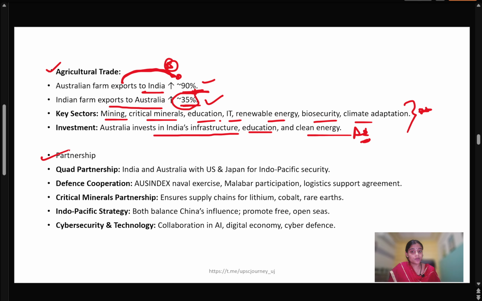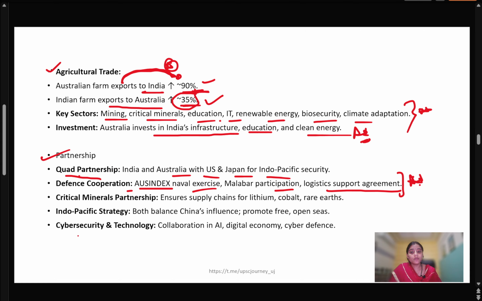Talking about their partnership, both are members of the Quad, India and Australia with the USA and Japan, for Indo-Pacific security. Talking about defense cooperation, we have exercises such as AUSINDEX, a naval exercise, Malabar participation, and a Logistics Support Agreement. So this is the defense cooperation we have with Australia.